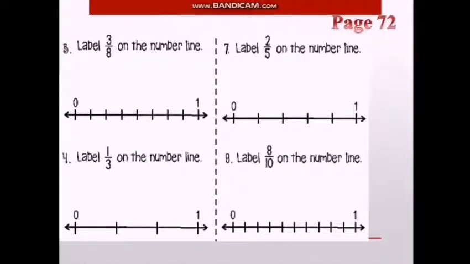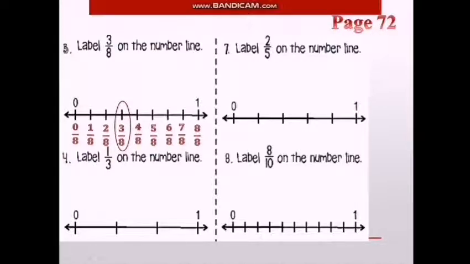Here he wants to label 3/8. In this number line, we will write the fractions first. It's divided into 8 parts, starting from 0/8, 1/8, 2/8, until we reach 8/8. He needs 3/8. 3/8 is here, so we will make a circle on it.